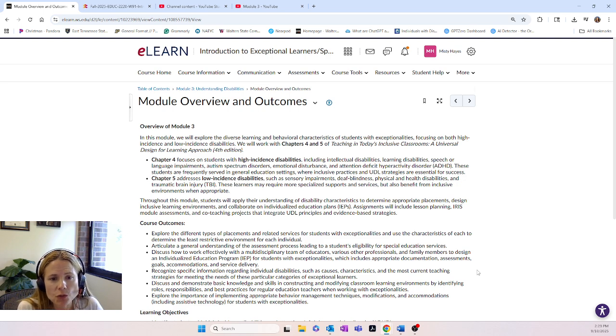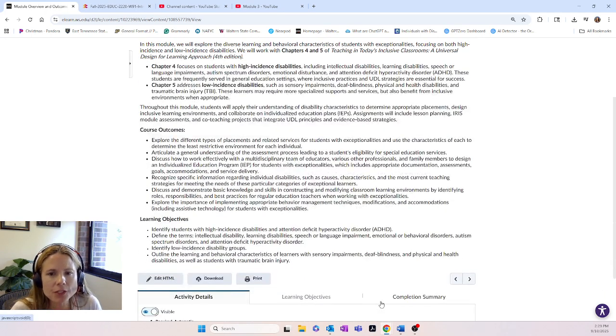Now, chapter 5 is going to concentrate on low incidence disabilities. These would be less common. So, these would be disabilities such as sensory impairments, deaf blindness, deaf, specifically visually impaired, any kind of physical and health disabilities. This also would include traumatic brain injury. So these are more specialized supports and services inside their IEPs, or if they're early childhood, it would be their IFSP.